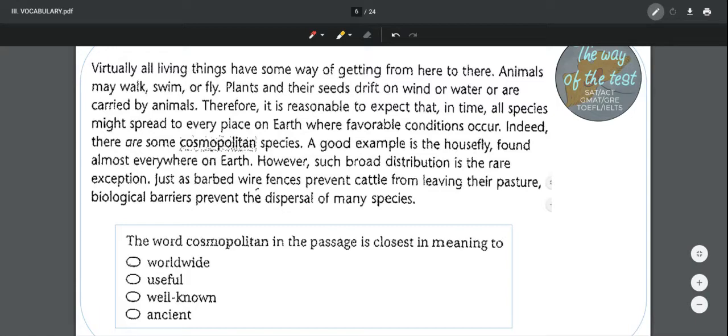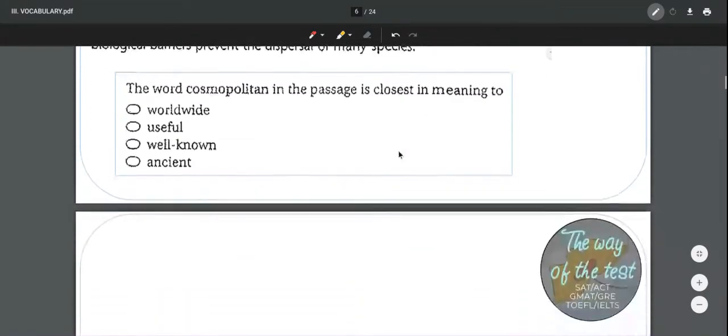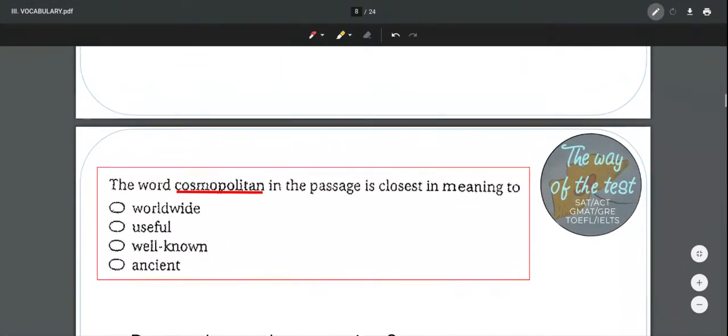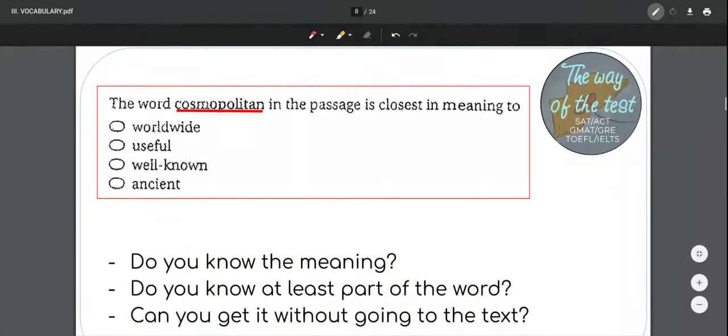Okay, time's up. I hope you have an answer. We're still going to check, don't worry. Let's check the strategy. Remember, the first thing we want to do is see if we know the meaning. So let me check the word cosmopolitan. Do we know the meaning of the word? If we do, you just go to the alternatives and find the one that has the exact same or a corresponding meaning.